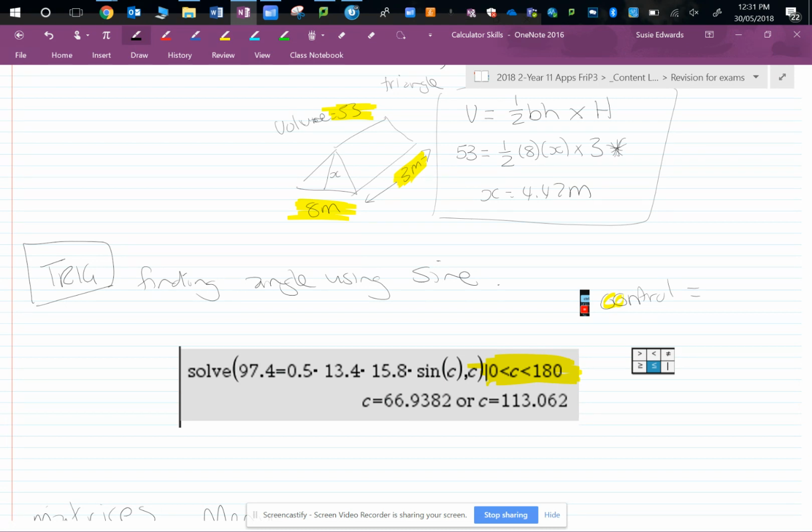So the angle could be 66. Yep, so the angle could either be 67 or 113, but in the question for this, it said the acute angle, so therefore you knew it was the 67. Okay? So if it didn't ask for the acute or whatever, would you just put both answers? You could write both, but in these questions, we'll always ask you for one or the other if there's two answers. Okay? Any questions to there?